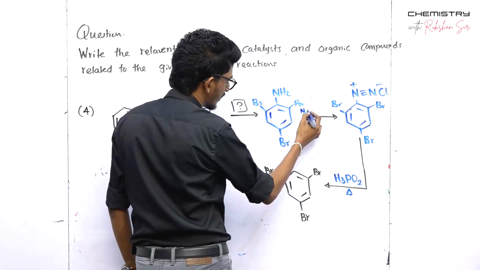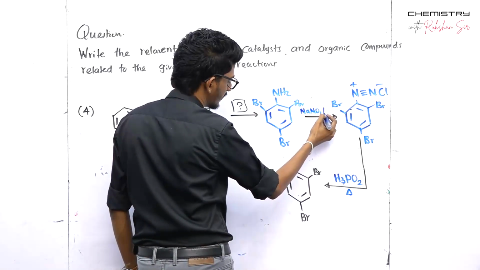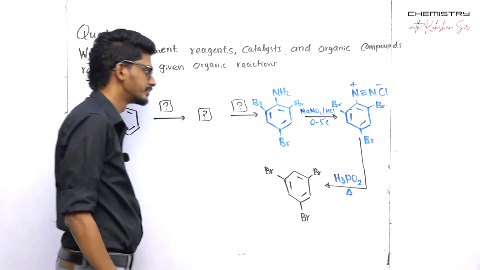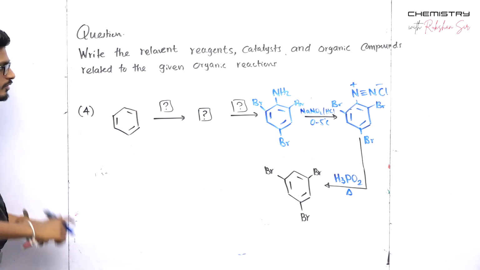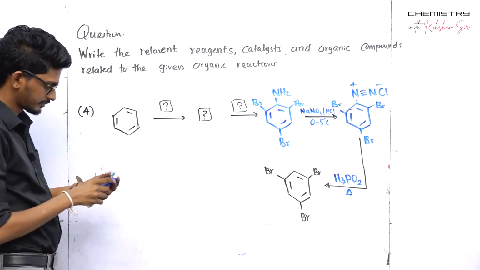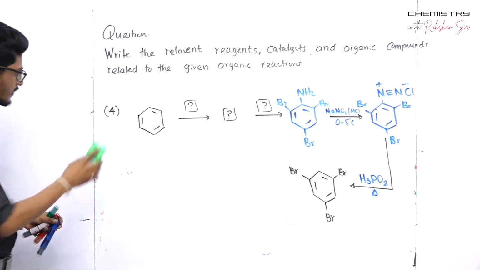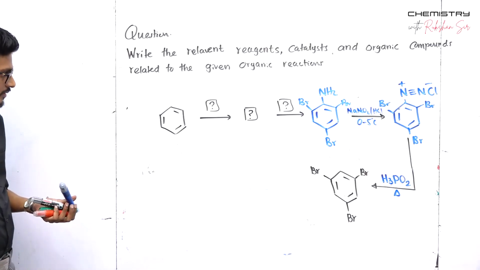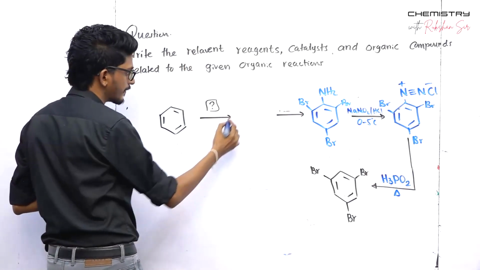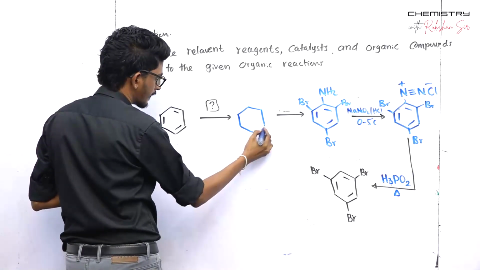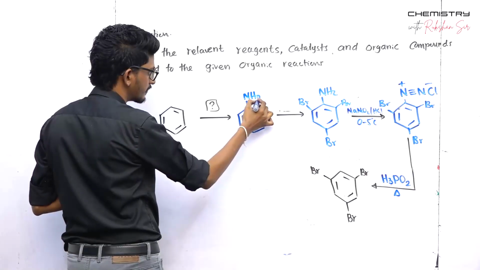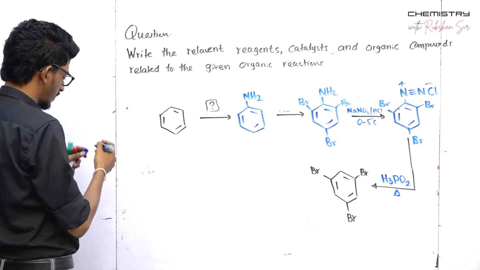That means NaNO2/HCl at 0 to 5 Celsius. Now we are supposed to come up with this. So that can be produced by NH2 appearing here.